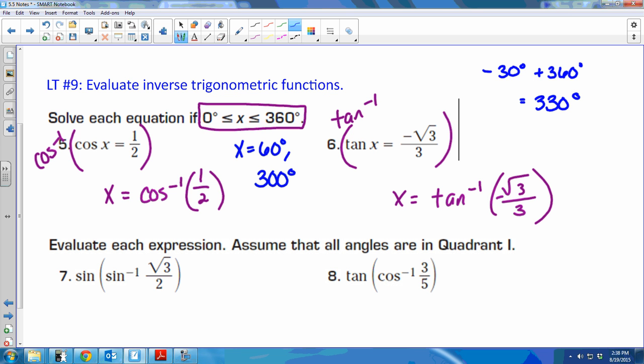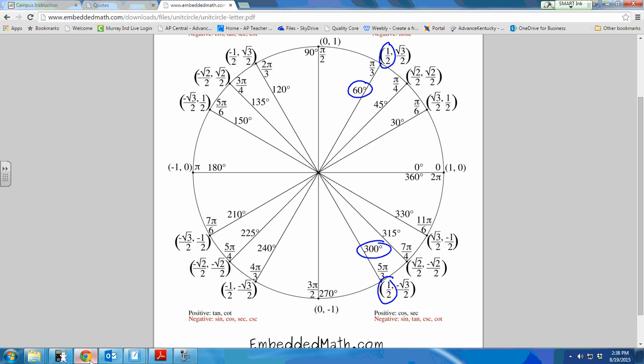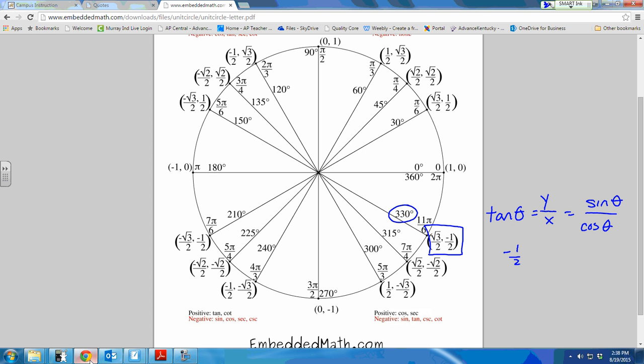Now we're going to go to the unit circle. We're looking for where tangent is negative square root of 3 over 3. We know the first one's at 330. Remember, tangent is found by taking y over x or sine over cosine. So we're using 330. That means we took negative 1/2 divided by the square root of 3 over 2. So I need to find another place in the unit circle where I would be dividing by the square root of 3 over 2 and that there's one negative.